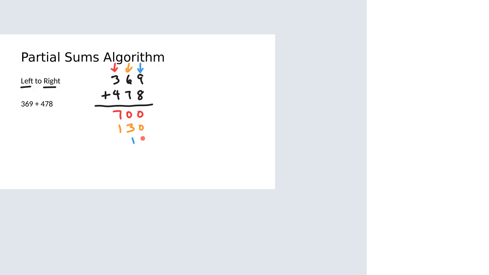The reason this is called the partial sums algorithm is that's exactly what we've got here. We've got a piece of the sum, another piece of the sum, and another piece of the sum. So it's called the partial sums algorithm. Now we'll add these. And again, we'll go left to right. 7 and 1 makes 8. 0, 3 and 1 makes 4. 0, 0 and 7 just makes 7. And there's our sum of 847.